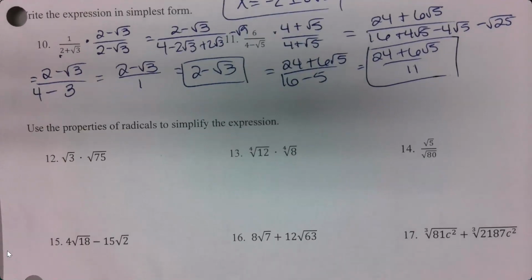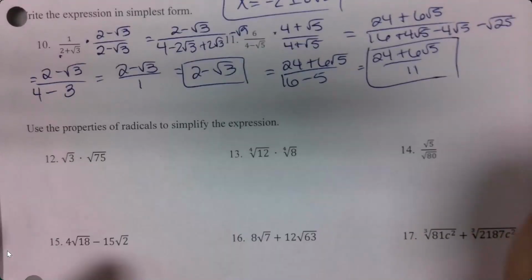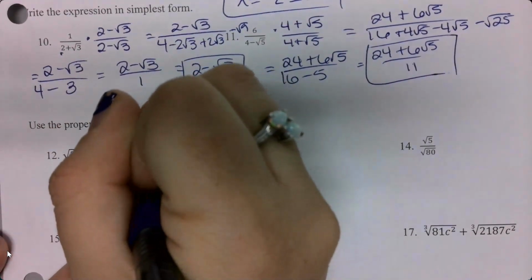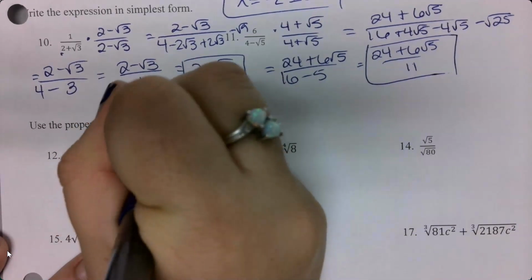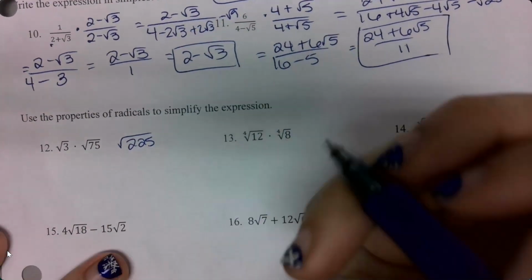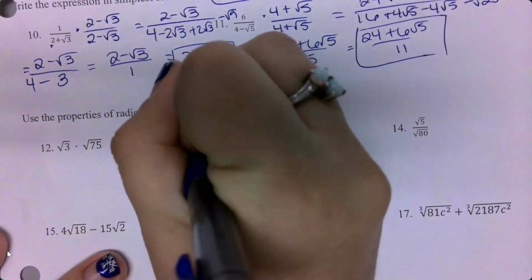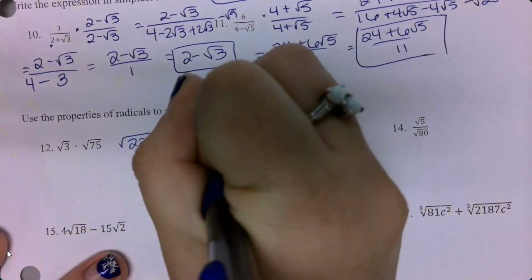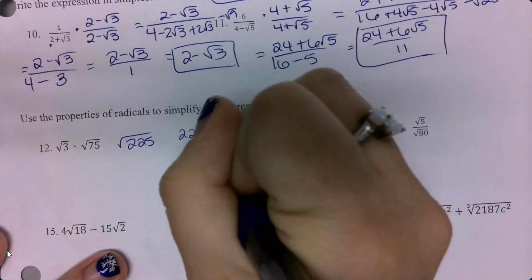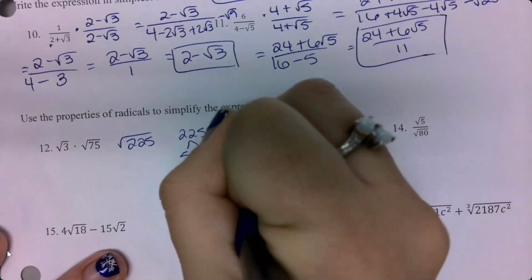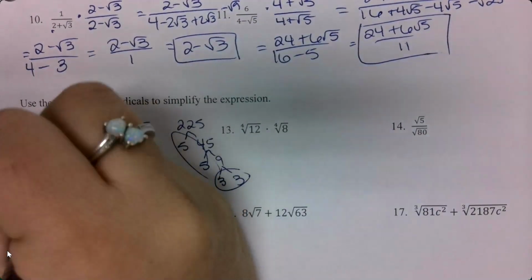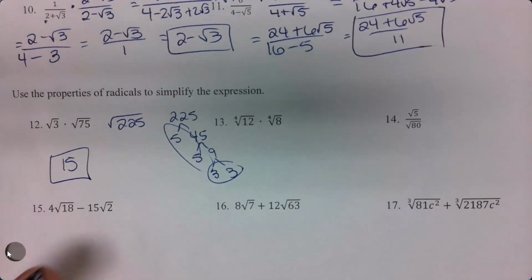These ones, I want to use properties of radicals to simplify the expression. On the first one, I'm going to multiply my insides. So 3 times 75 is 225. I want to find my square root here, so I'm going to factor tree. 225 divided by 5 is 45. Divided by 5 is 9. So, on this one, I have a pair of 5s and I have a pair of 3s. 3 times 5 is 15 for my final answer. Nothing left in the radicals, because there's nothing I didn't circle at the end of a branch.